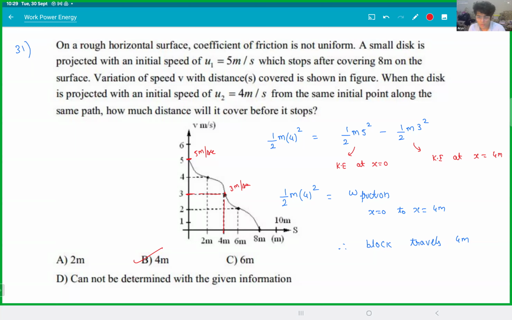Sir, I'm not quite clear what happened here. I was trying by using the integral of mu dx, which we don't know, and trying to substitute it in the energy equation of 4 meter per second. Okay. See, whatever that mu mg dx is, this is nothing but the work done by friction, right? Which will turn out to be the change in kinetic energy. So when you went from 0 to 8, the speed went from 5 to 0.